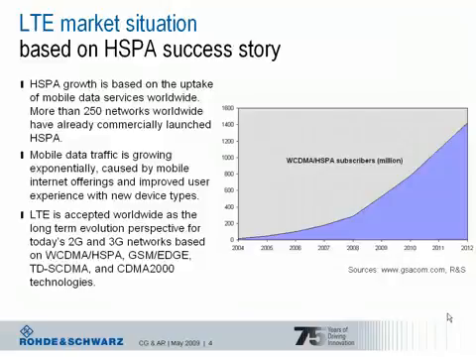Mobile data traffic is growing exponentially, caused by mobile internet offerings and improved user experience with new device types. This means that there's a growing need for capacity enhancements in existing networks, and also the subscribers expect improvements like data rate enhancements and latency improvements.